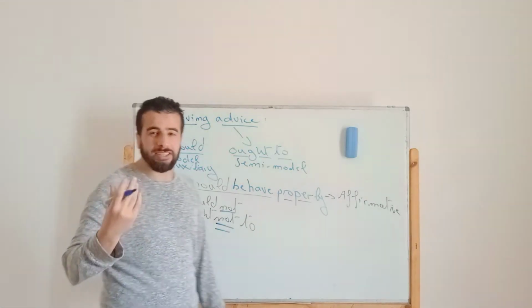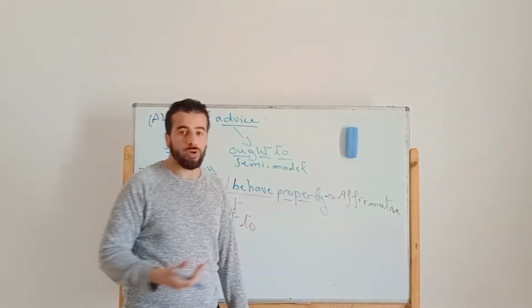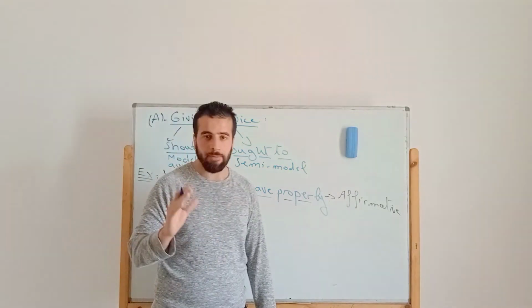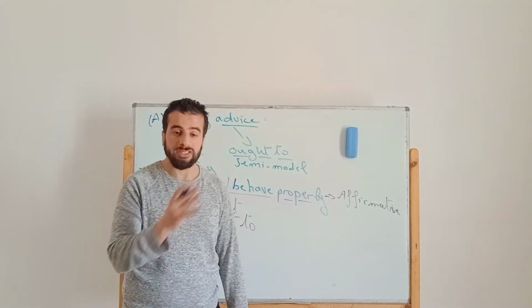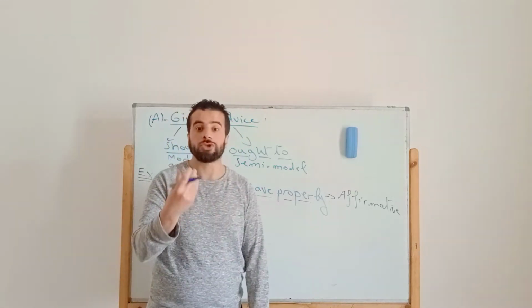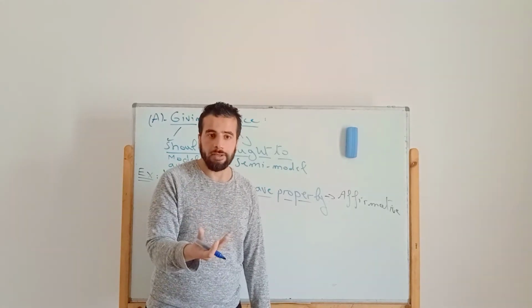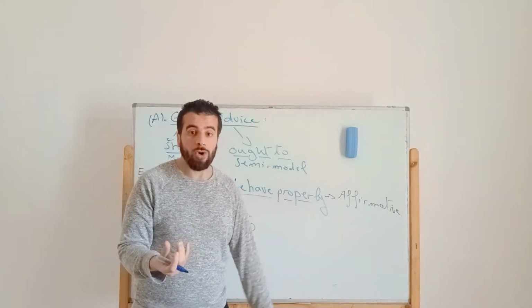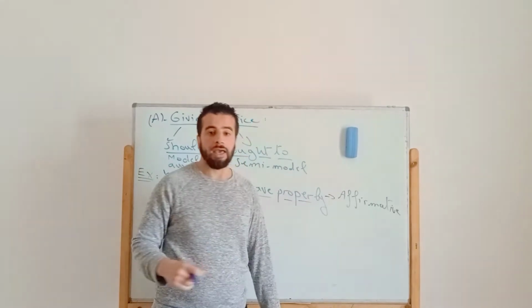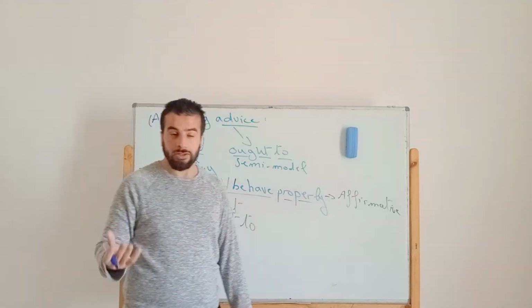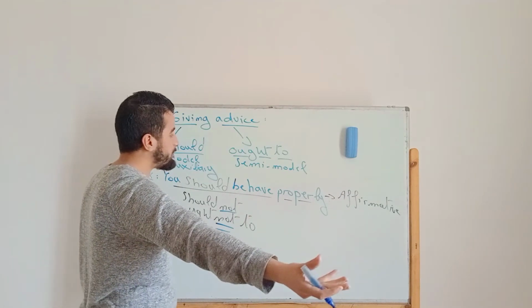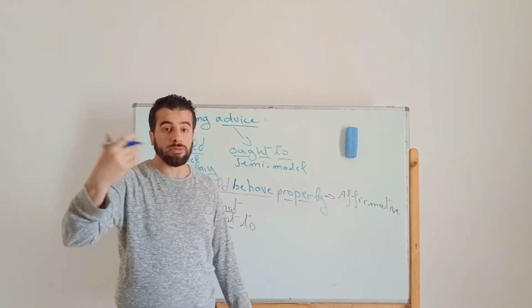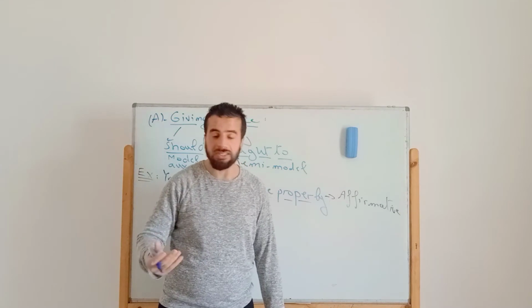As for the interrogative form, how can we ask a question using should or ought to? Simply, it is like the format of will. We start with will, and also here we start with should. Should I behave properly, or ought I to behave properly? Understood? Or ought to be a good citizen, etc.